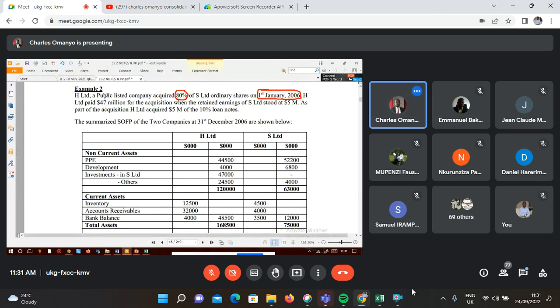H Limited paid 47 million for the acquisition when the retained earnings was 5 million. In other words, this is the pre-acquisition. The time you are acquiring, you paid 47 million when the retained earnings was 5 million. As part of the acquisition, H Limited acquired 5 million loan notes. You acquired a loan of 5 million. So those are the key points I've circled. Let's continue.